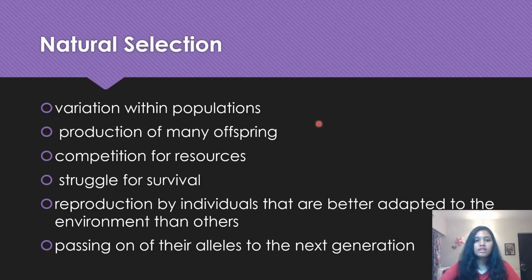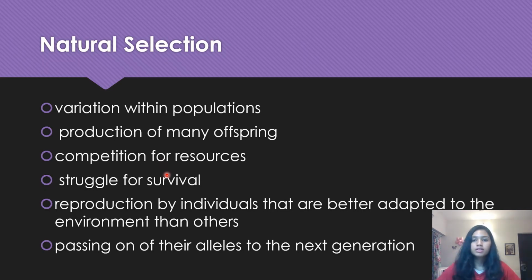So natural selection, this is the whole process of natural selection lifted from your syllabus. So you must know it. This could come for a 5-6 marker, 1 mark for every point. So first you have a variation within populations. There is a production of many offspring, okay? Then there's obviously a competition for resources because there are so many organisms. There's always scarcity, opportunity cost, economics, okay? So there's a competition for resources and a struggle for survival, okay?